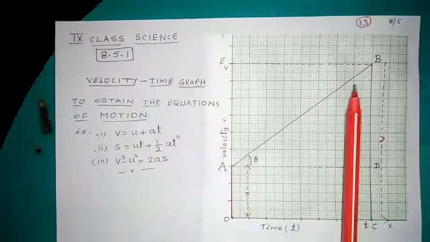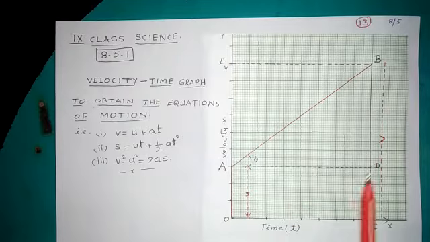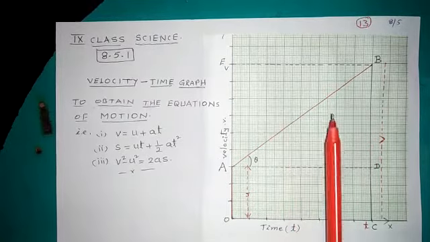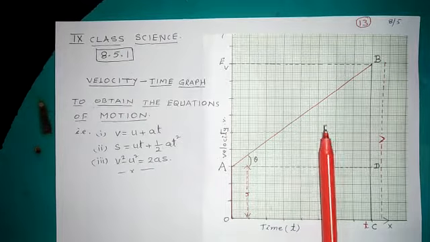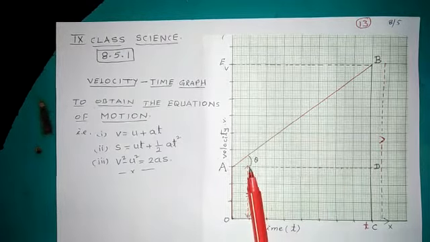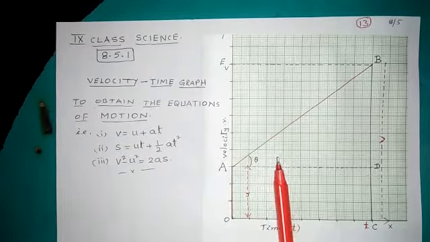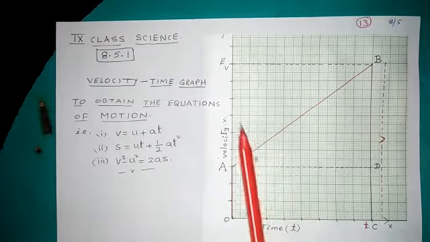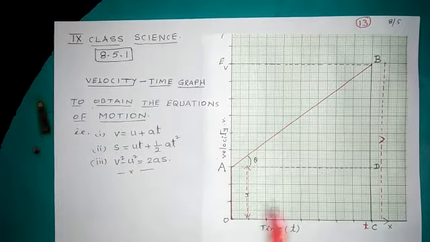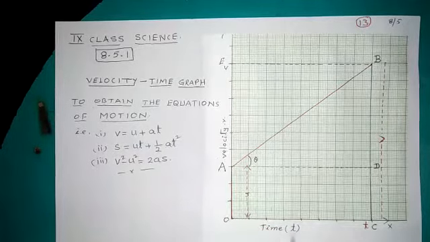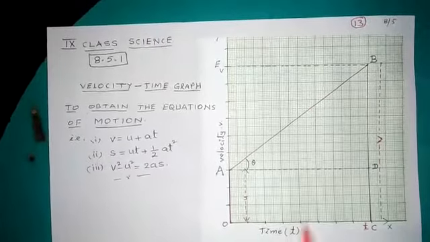This is a velocity time graph. Observe this. By using this graph, we can obtain the equations of motion. Those three equations of motion we can derive by using this graph. This is the velocity time graph.